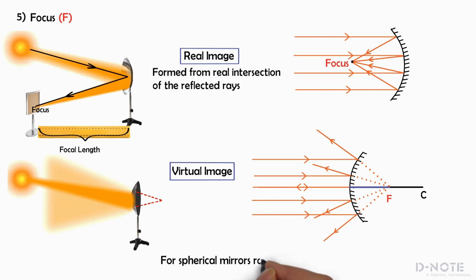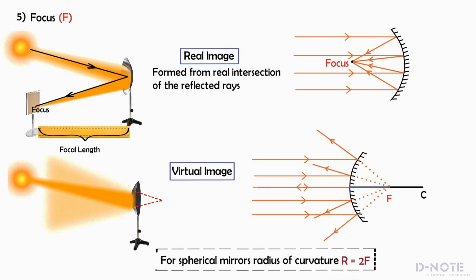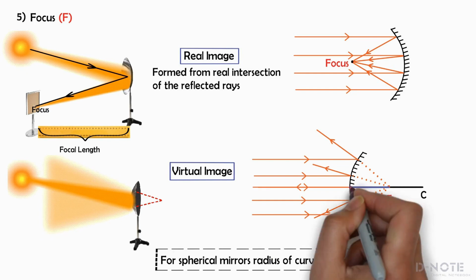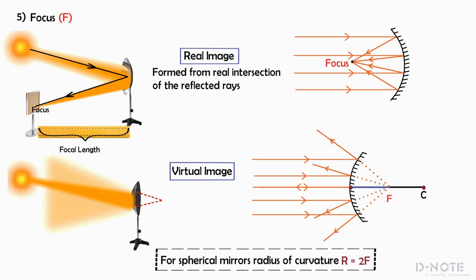And for spherical mirrors, the radius of curvature is equal to twice the focal length, that is, R is equal to 2F. Thus, focus is the midpoint between the pole and the center of curvature. Hope you understood spherical mirrors.